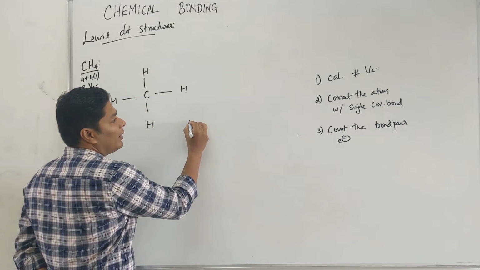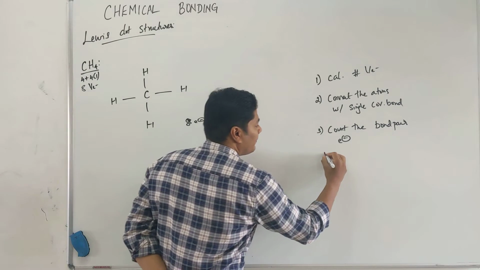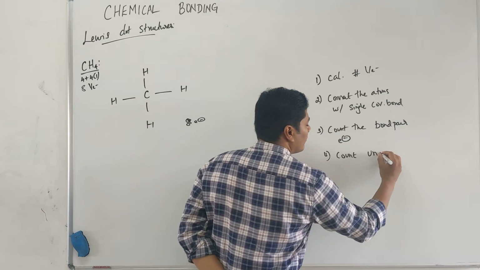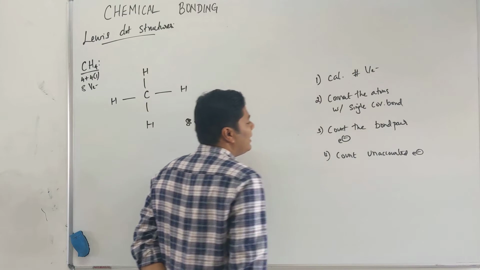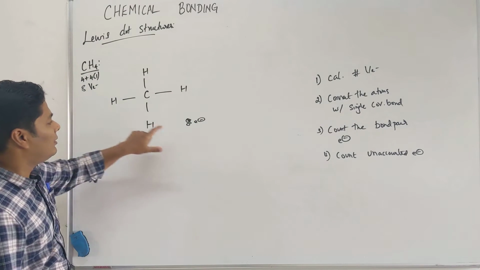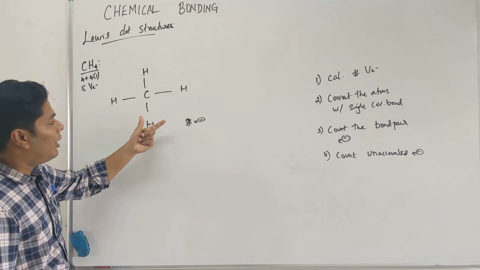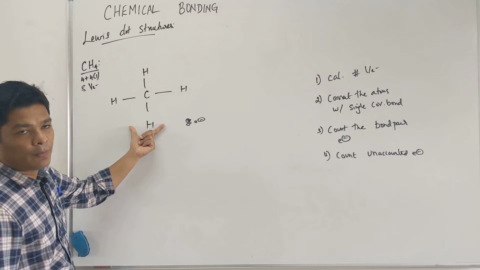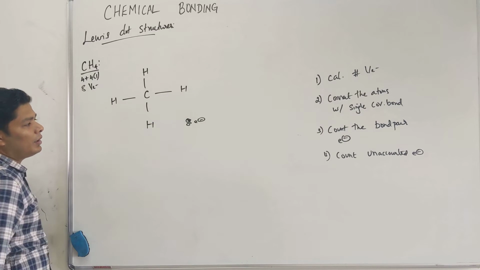8 electrons. Now count unaccounted electrons. Okay, in this case 8 valence electrons, 8 electrons are shown in bonding, so no valence electrons are left. So this is going to be the Lewis dot structure of CH4. Okay, simple, straightforward. Now this is going to be good enough for CH4.